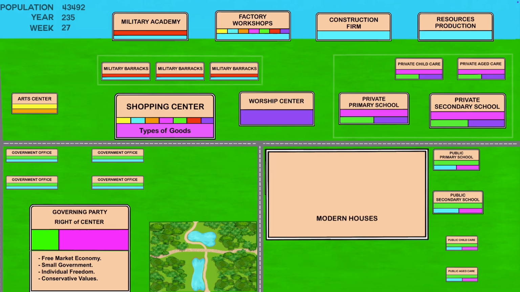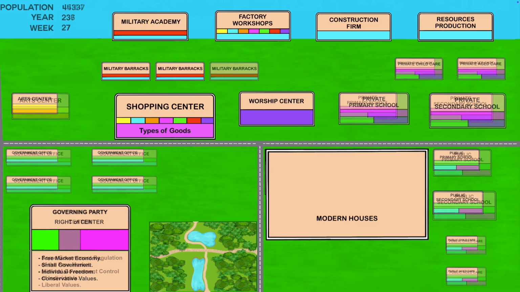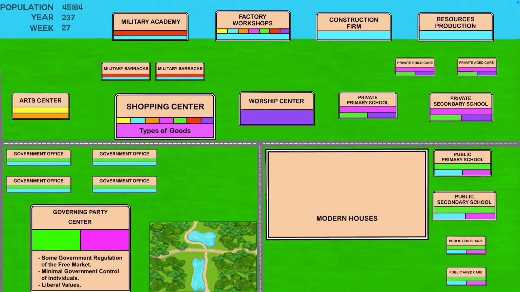The party also wins a second term. Then in year 236, the centre party gets back in office and we see a resetting of government funding. That goes back to a moderate balanced position. They also win a second term.